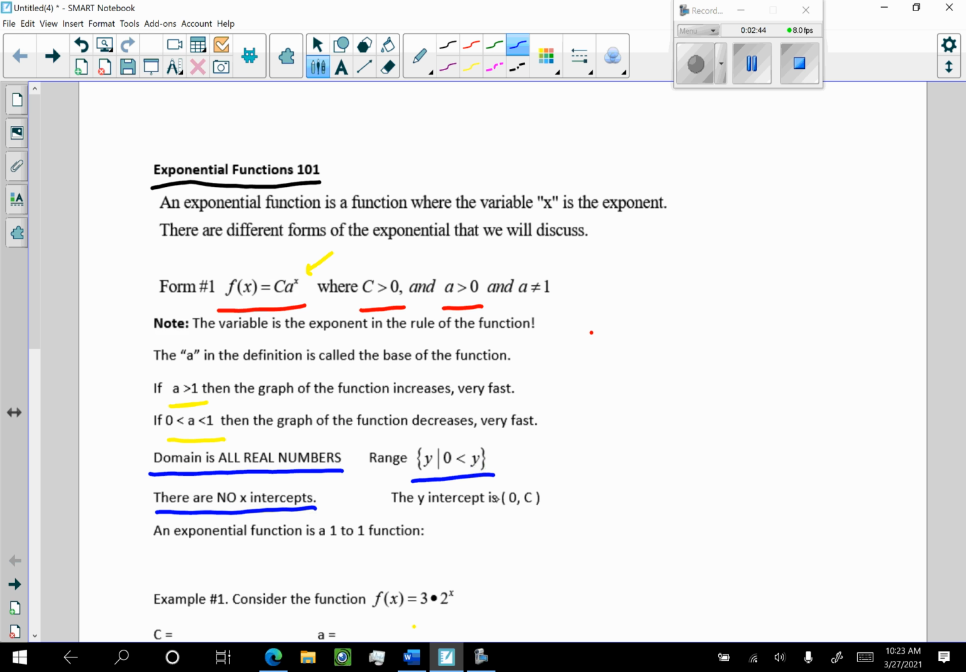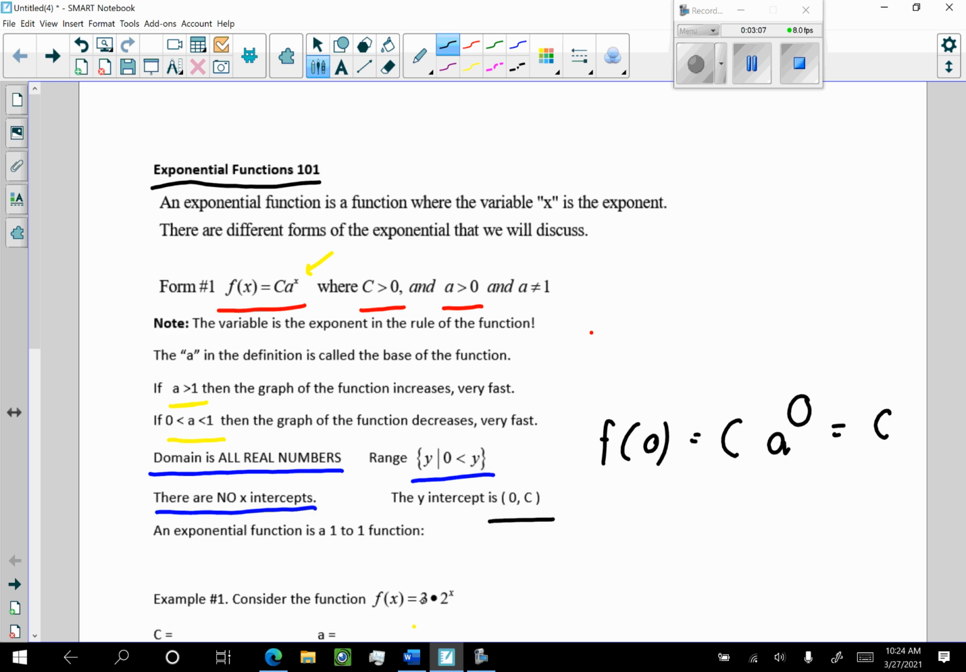And this is easy to verify. What is f of 0? F of 0 is going to be c a to the 0 power. And we know that anything to the 0 power is 1. So c times 1 is c. And that's how we get the y-intercept is 0, c.